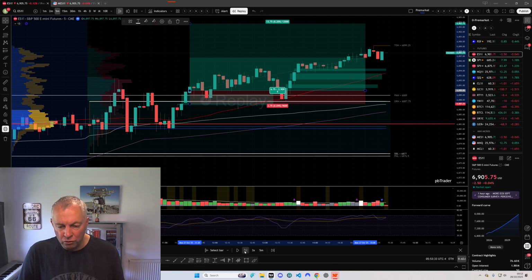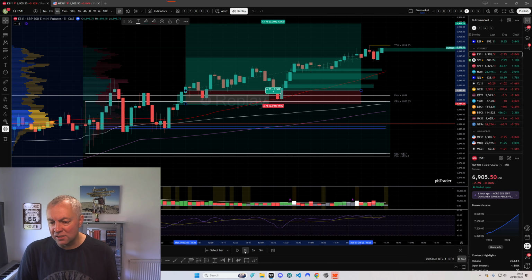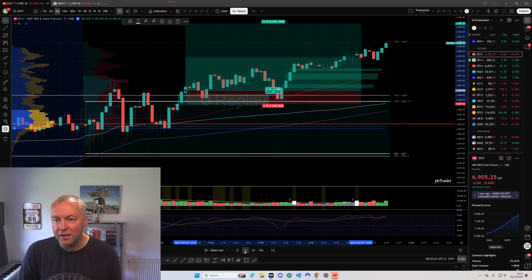Now we've got reduced volume on a green candle. So this is not what I like to see, but it's putting in new all-time highs. Increased volume on the breakout. 69,000 is a psychological number. Should you have taken profit there?